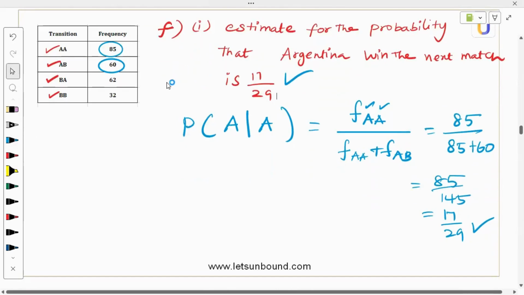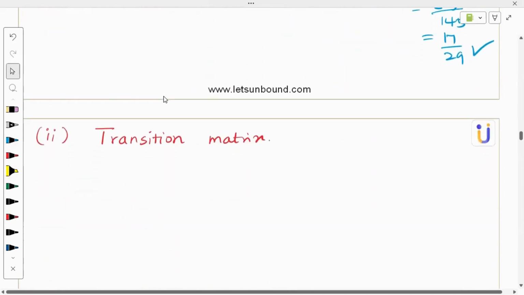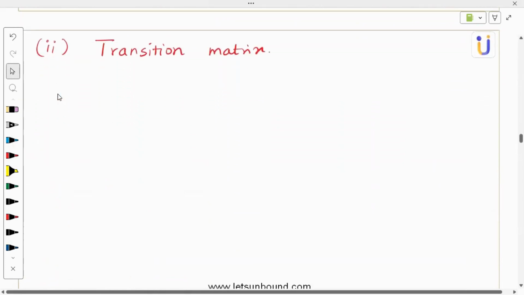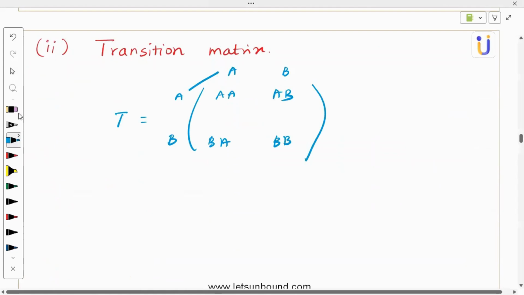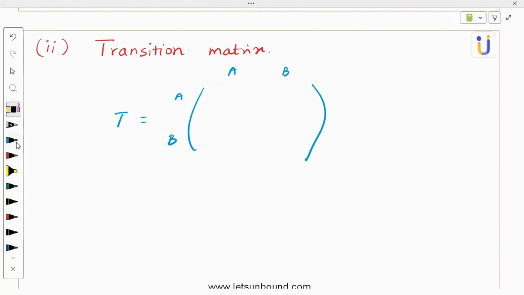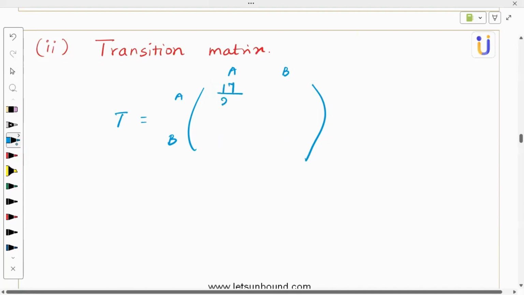That's simple. Now, the second part of F: write down the transition matrix for Helen's model. Okay, so the transition matrix is going to be like A, B, here AB. I took it this way. So I know this is AA, this is AB, this is BA, this is BB. We found one, but we can find the rest in a similar way. The first one is just an example: the probability of AA is 17/29, A given that A won the match. So BA will be 1 minus 17/29.